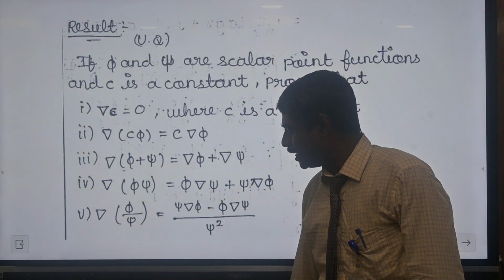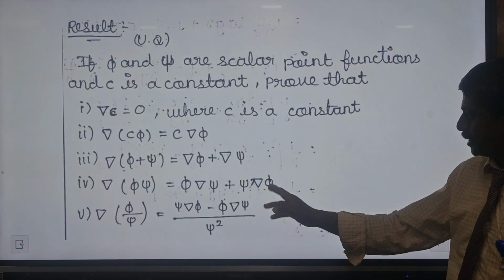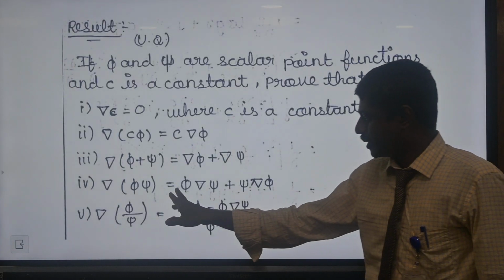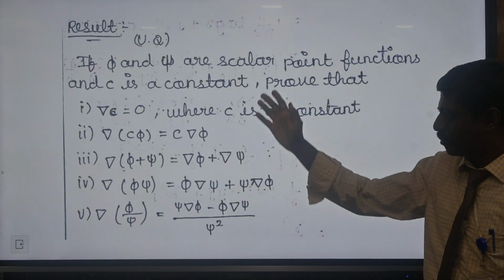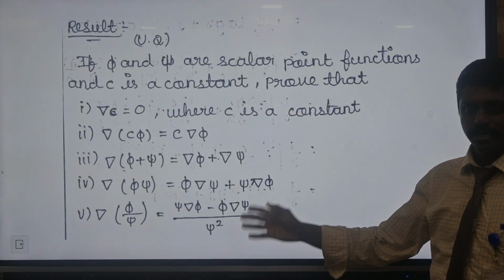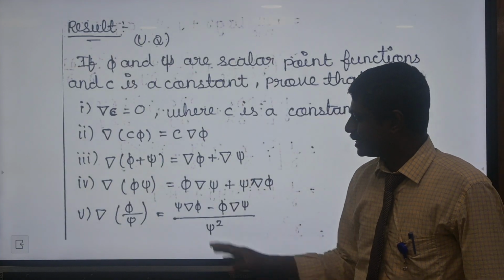The fourth one is del of phi psi equal to phi of del psi plus psi of del phi. This is like the UV method, and this is like the U by V method. We already learned the product rule and the quotient rule in differentiation. Like this, just a similar idea.